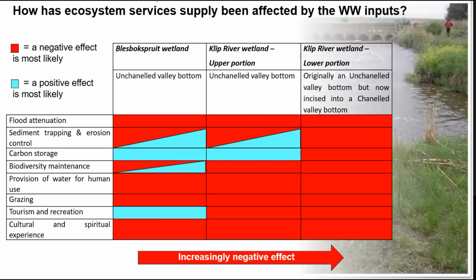and notably carbon storage. And then for Blesbokspruit, also tourism and recreation, primarily as a result of the wastewater inputs, together with other influences, creating favorable bird habitat and very suitable areas for bird watching.